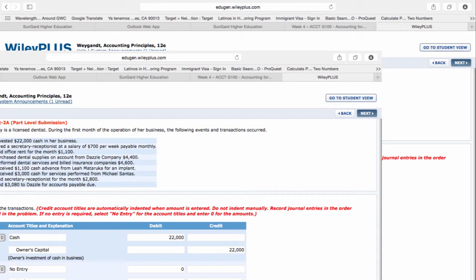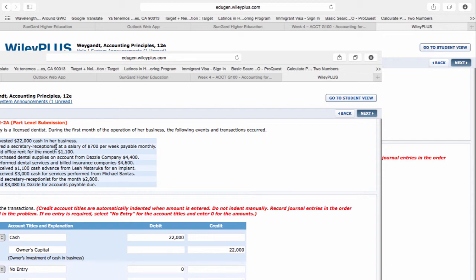The second transaction here that you are asked to do is on April 1st, this person hired a secretary or a receptionist at a salary of $700 per week, payable monthly. And if you notice here, this says no entry. The reason it's no entry is because when you hire someone, it doesn't necessarily mean that there's money affected by that on that particular day.